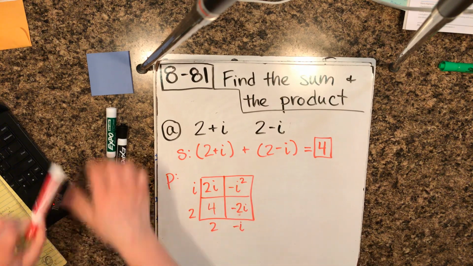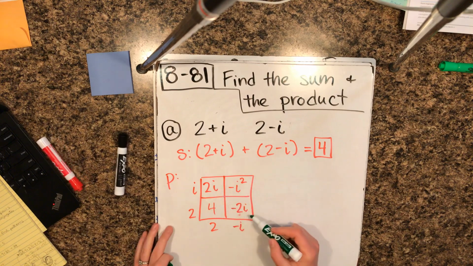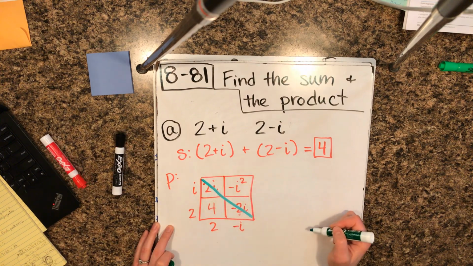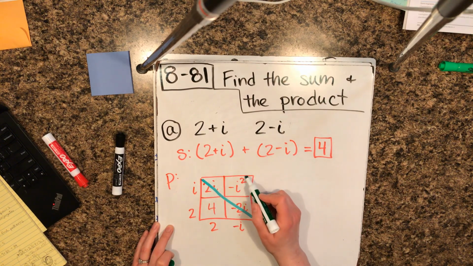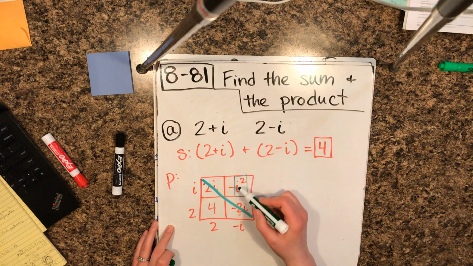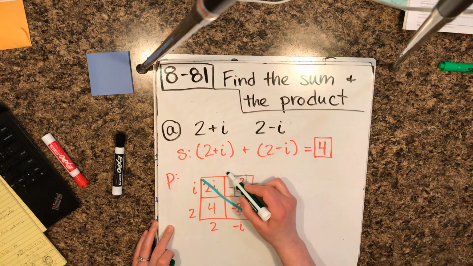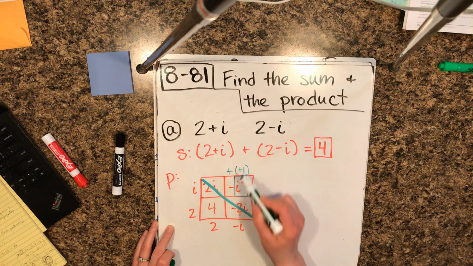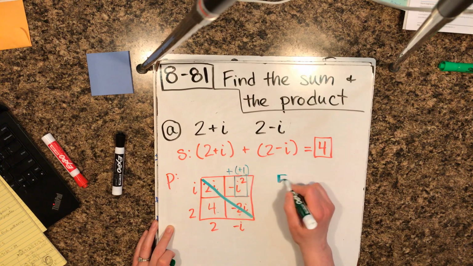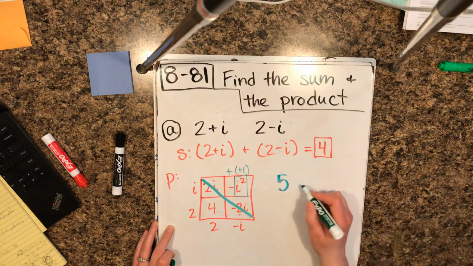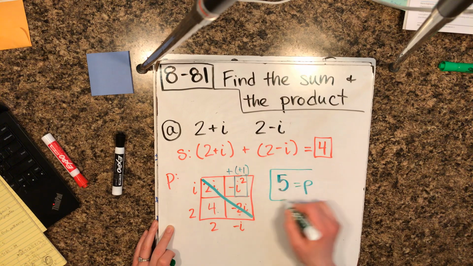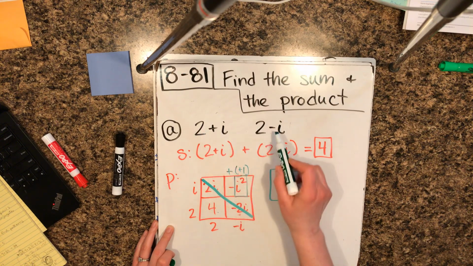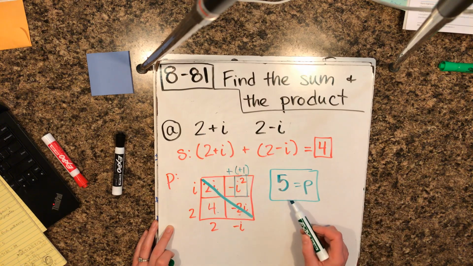Okay? You should notice right away the positive 2i and the negative 2i make a 0 pair. They're gone. As we remember from yesterday, i squared really equals negative 1. So this is negative 1. Negative is positive. 4 plus 1 is 5. Okay? So the product of 2 plus i and 2 minus i is 5.